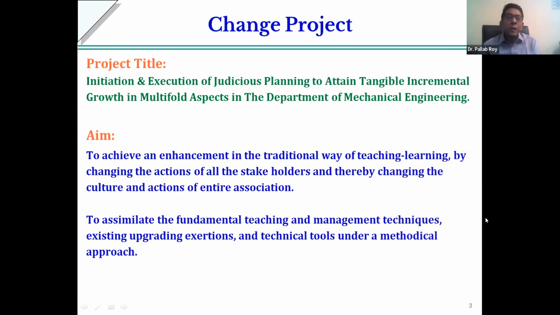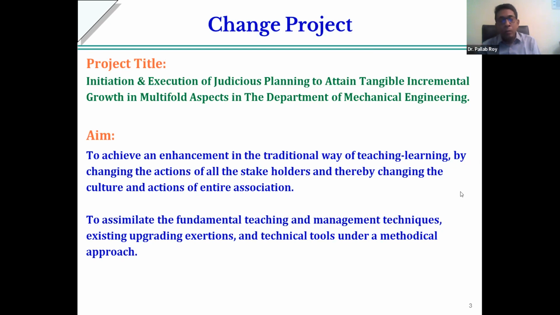This is my project, initiation and execution of judicious planning to attain tangible incremental growth in multifold aspects in the Department of Mechanical Engineering. Now, this project is aimed to achieve an incremental growth, or you can call it an enhancement, in the traditional way of teaching and learning. Now, how is it possible? Just by changing the actions of all the stakeholders. It is not only the students, it is not only the teachers, but all the others associated. Their actions need to be changed, thereby changing the overall culture and actions of the entire association. Then only we can achieve the incremental growth step by step. So this was the primary aim.